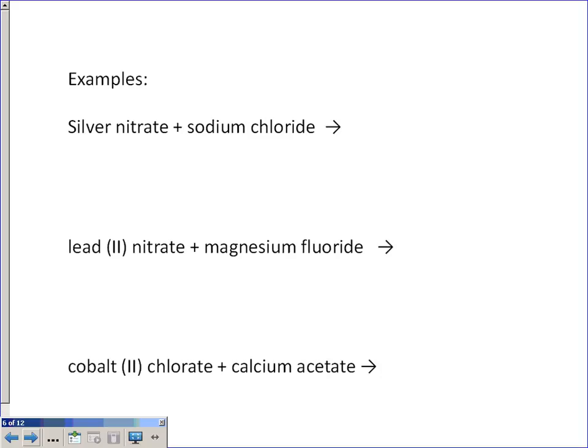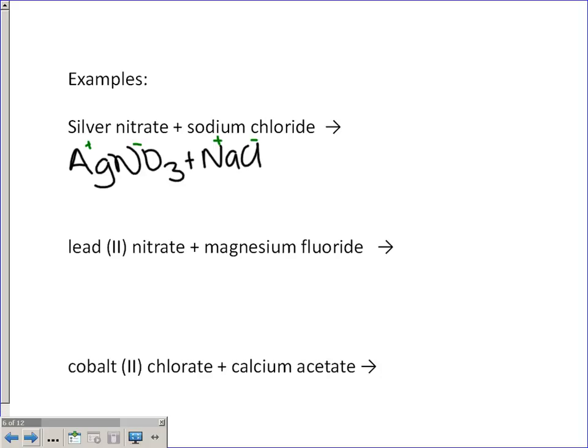Silver nitrate plus sodium chloride. Silver nitrate, AgNO3, silver has a +1, nitrate has a -1, plus sodium chloride, Na, +1, Cl, -1. Well, double replacement means that I flip-flop. So silver is going to be my cation, nitrate is my anion, sodium is my cation, chlorine is my anion.